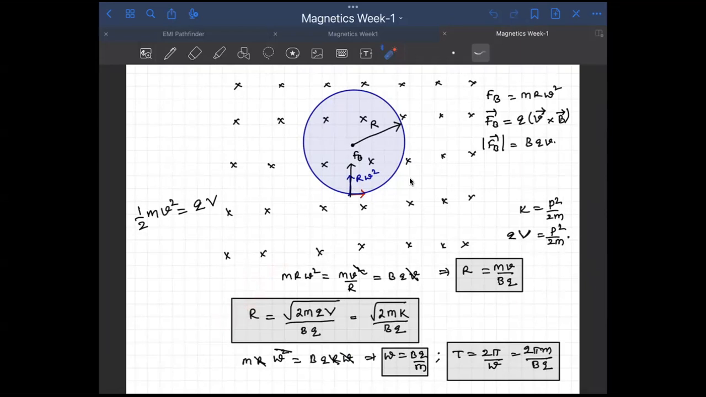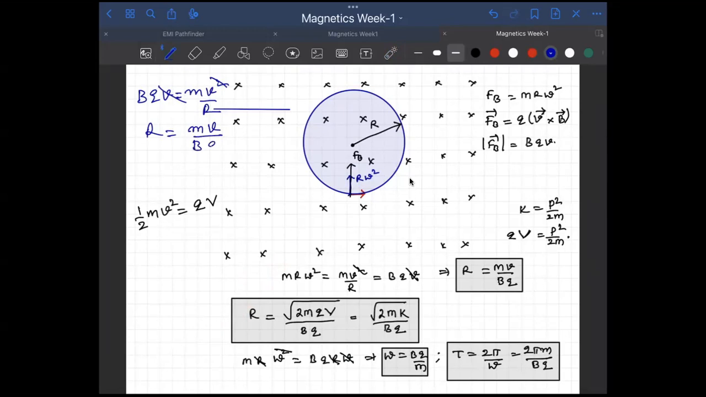Please try to understand, there is no confusion here. BQV is m v square by r. So the radius of this circle is given by m v by BQ. Don't forget mv refers to momentum.